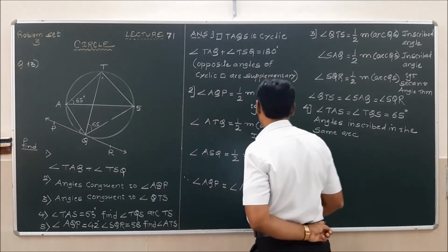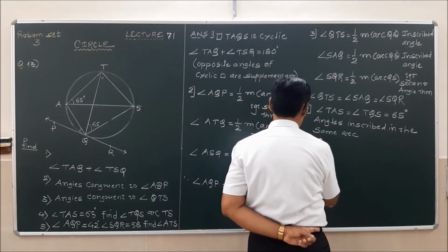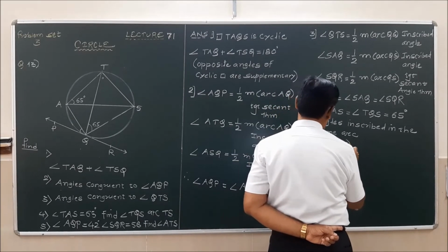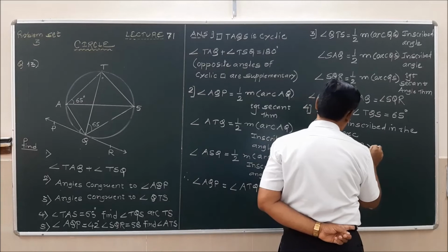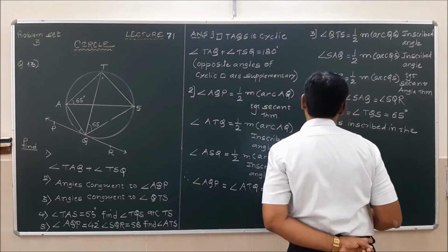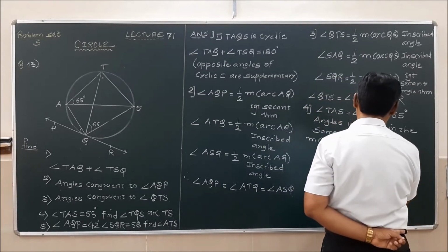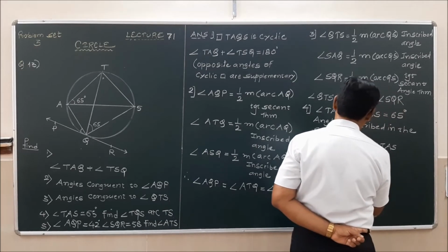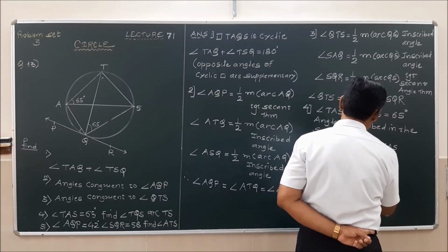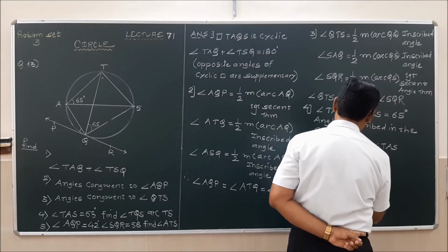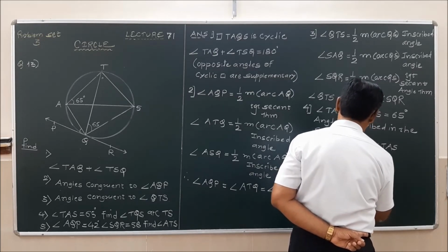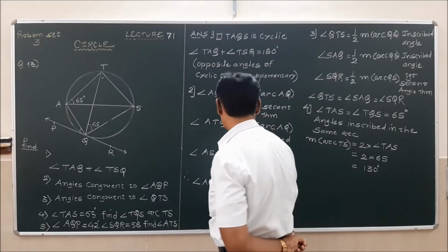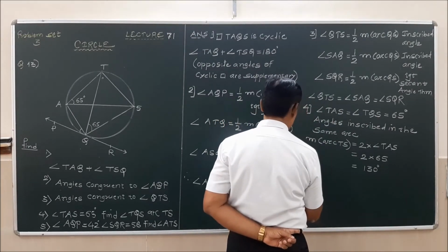So measure RTS is equal to 2 into angle TAS. That is equal to 2 into 65, which is 130. That is equal to 130. So this is question number 5.